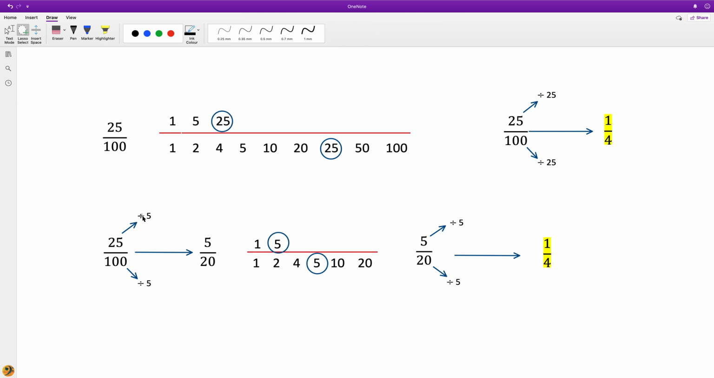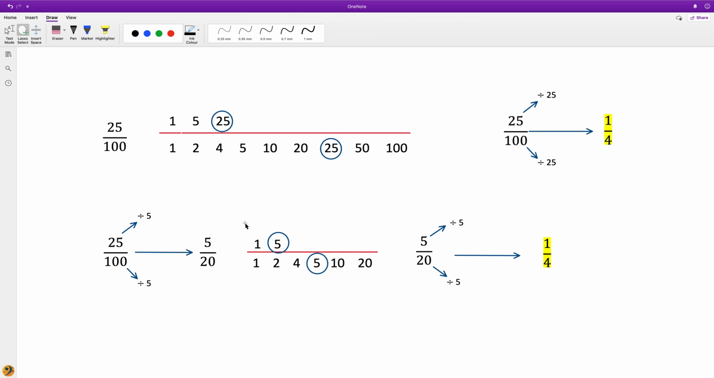So 25 divided by 5 is 5 for our numerator. And then if we do the same, we must do the same to the denominator. So 100 divided by 5 gives us 20. All right, so that's okay. Now 5 over 20 is a simpler version of 25 over 100, but it's not the simplest version, because 5 over 20 can be simplified a bit further.